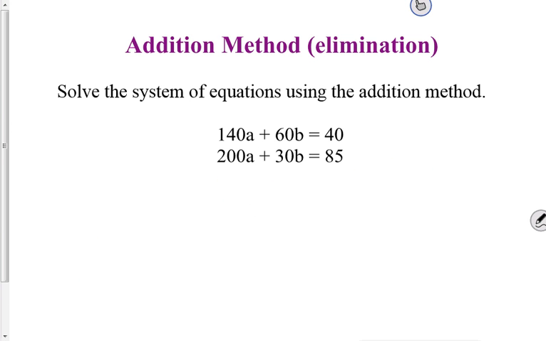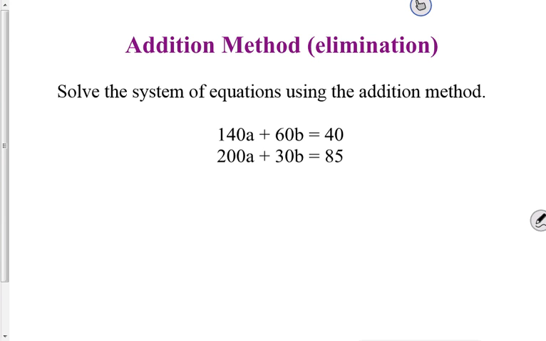Finally, the third method for solving a system of equations is called the addition method, also known as the elimination method. We often call it the addition method because we're going to add the equations together. We often call it the elimination method because we are going to eliminate one of the variables.